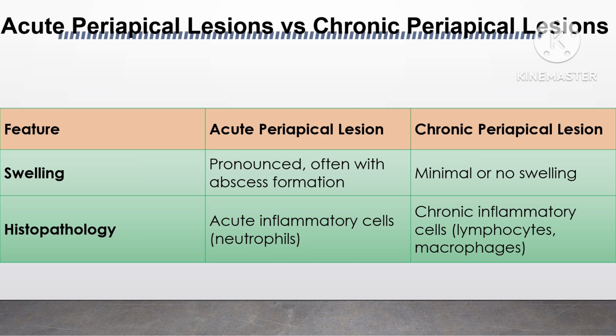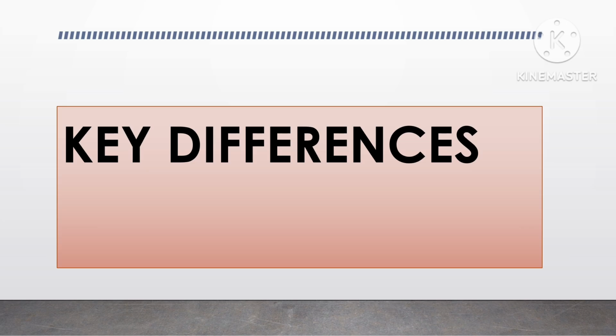Finally, the histopathology. It reveals the main difference at the cellular level. Acute lesions are filled with neutrophils, a type of acute inflammatory cell, while chronic lesions are dominated by lymphocytes and macrophages, indicating a prolonged inflammatory process.